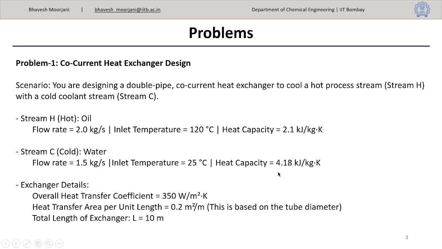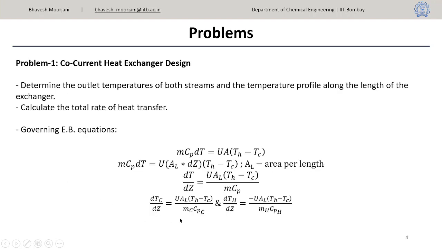So what was given to us was that we had to design a double pipe heat exchanger which has co-current flow. One stream is hot, one stream is cold. Hot stream data was given, cold stream data is given, and both inlet temperatures for the hot and cold streams are given. The exchanger data such as overall heat transfer coefficient, heat transfer area per unit length, and total length of the exchanger was given, right? And we had to determine the temperature profile along the length of the exchanger, right?